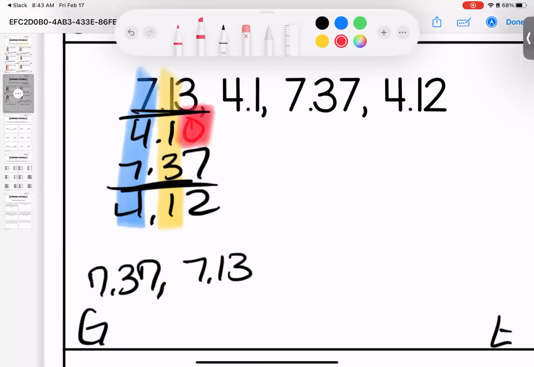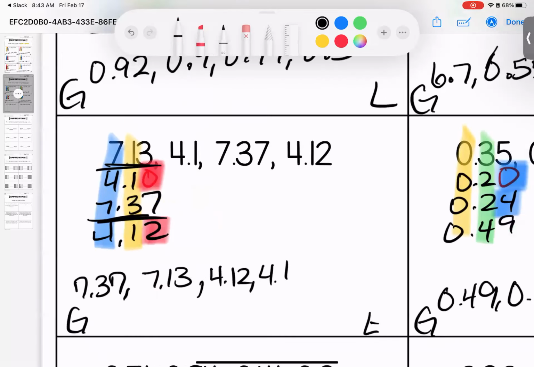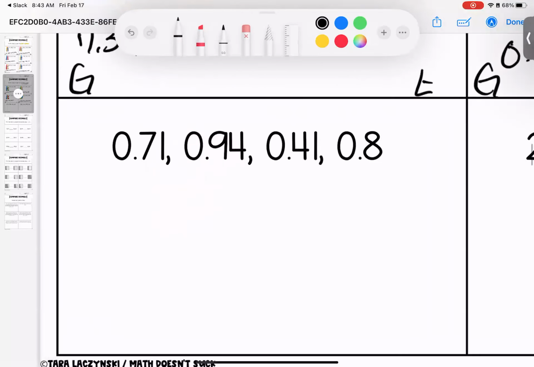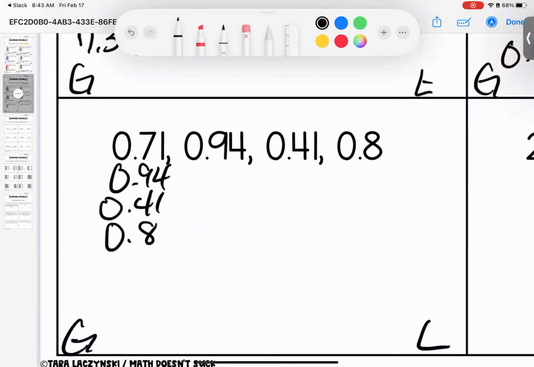I can do that. But then I need to go a little bit further. I have 10 and 12. 4 and 12 hundredths is larger than 4 and 1 tenth. 2 more on these. I'm going to do my greatest to least. Write them down. Fill in my empty place saver with a 0 to make sure all of my matches match up.